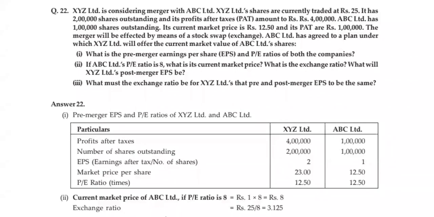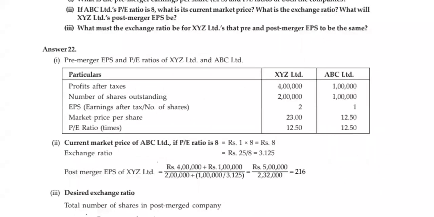What is the exchange ratio? And what will XYZ Limited's post-merger EPS be? First of all, let us write down the heading: current market price of ABC Limited if P/E ratio is 8. If their P/E ratio is 8, what is the current market price? Currently their EPS is 1. So the current market price is 8, meaning 1 into 8. If you do, you will get 8 as the current market price.